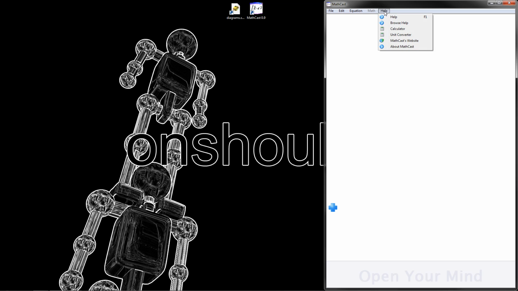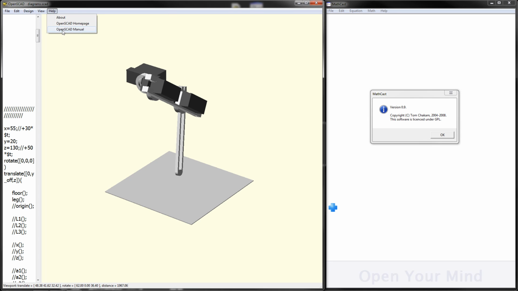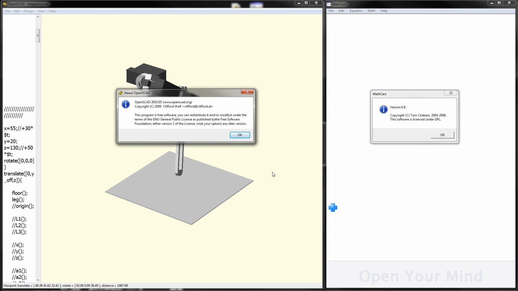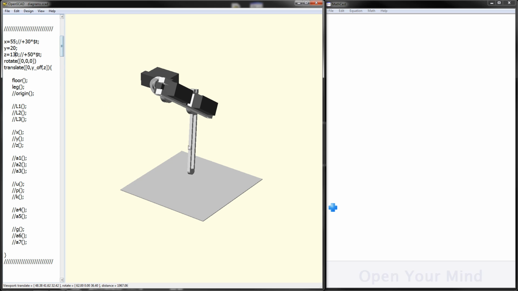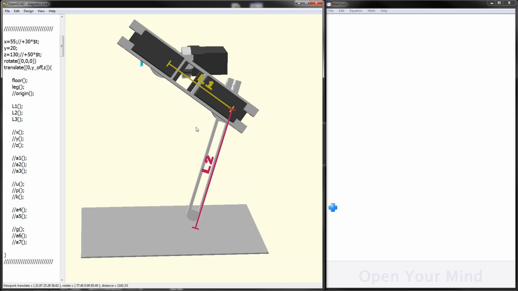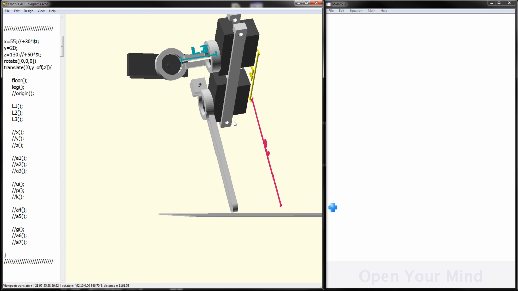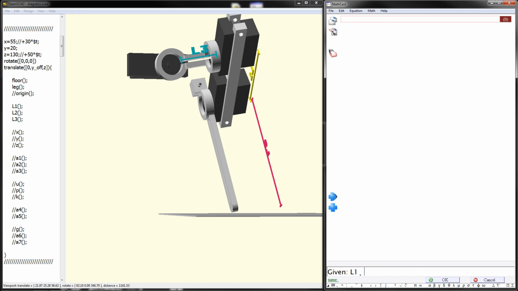Okay, so we're going to be using MathCast for all of our equations and OpenSCAD for visualizing. They're both open source applications. Alright, so we have our leg here. And the first thing we need to do is establish what we know. We know L1, 2, and 3 because we designed the leg. We know the length of the lower leg, upper leg, and the radius of the hip joint.